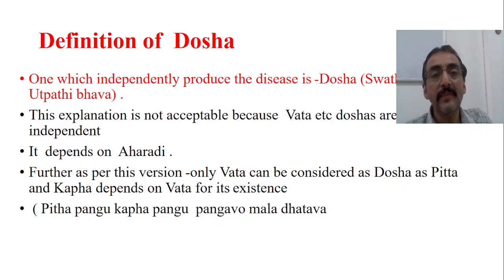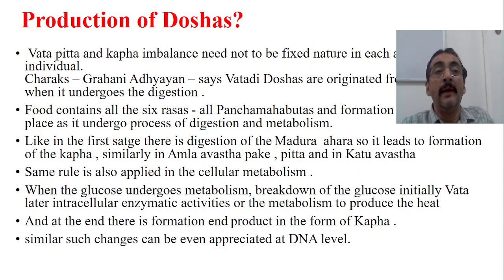Now, vata, pitta and kapha imbalance need not be of fixed nature in each and every individual. Of course, the disease is produced when there is imbalance between vata, pitta and kapha, isn't it? But the imbalance of these three doshas is not always fixed in each and every individual in each and every situation. Charaka says in Grahani Adhyaya.